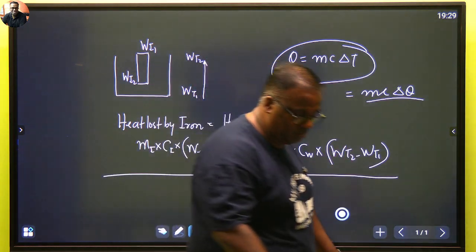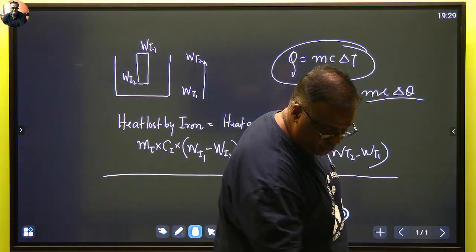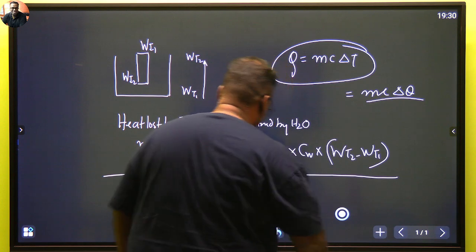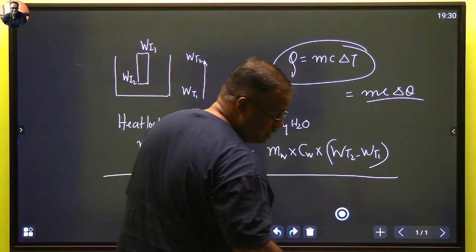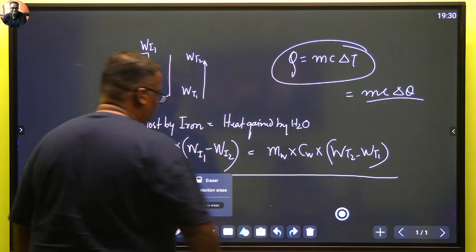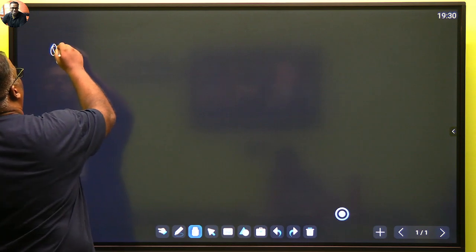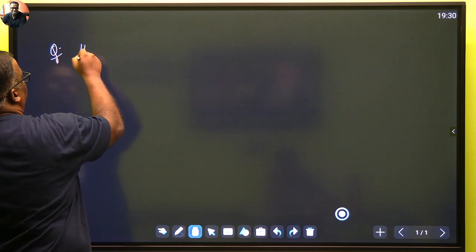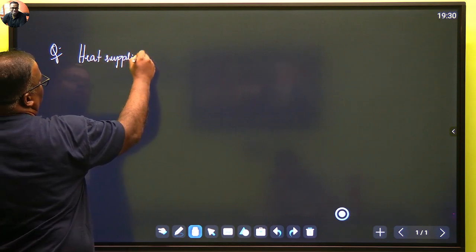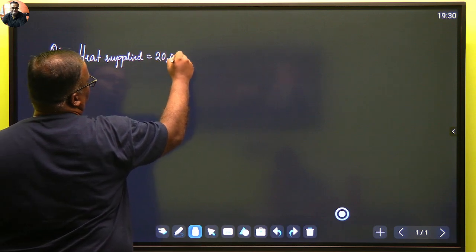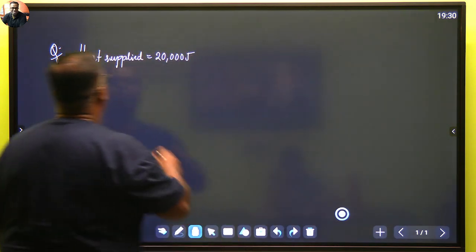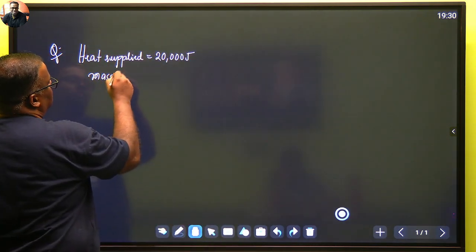Okay, let's do a problem on these. Let's see whether we can do it or not. Very easy questions. Now the question says, if 20,000 joules is supplied to a mass of 5 kg. So let's take our problem: heat supplied is equal to 20,000 joules.